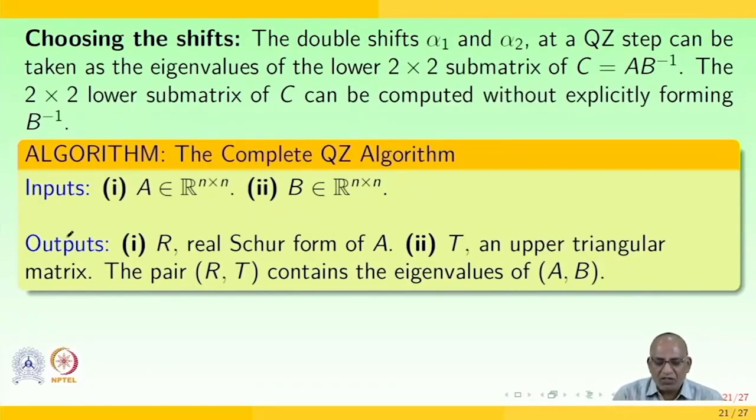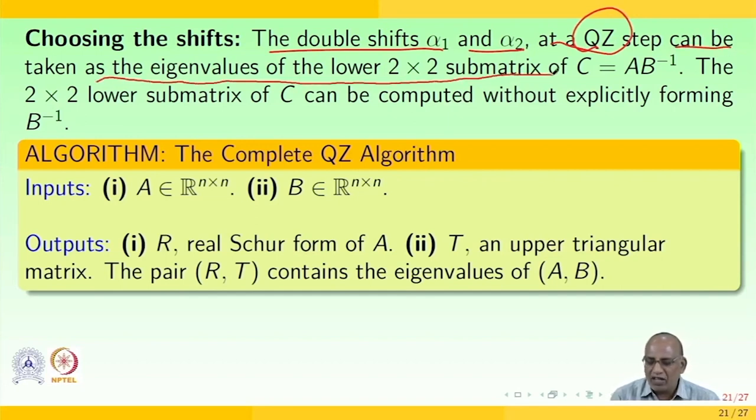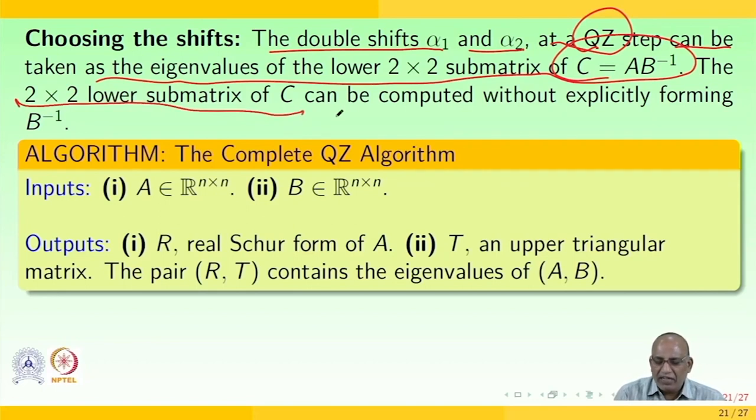Choosing the shifts, the double shift alpha 1 and alpha 2 at each QZ step can be taken as the eigenvalues of the lower 2 by 2 submatrix of C, which is equal to AB inverse. The 2 by 2 lower submatrix of C can be computed without explicitly forming B inverse. So what is the algorithm used for this?